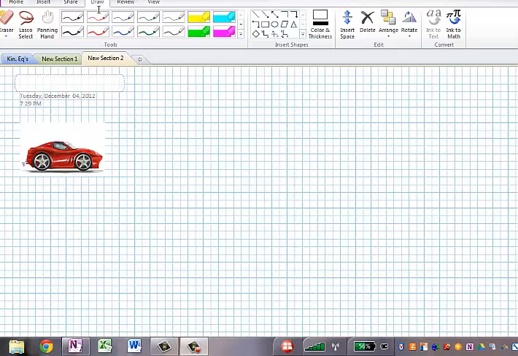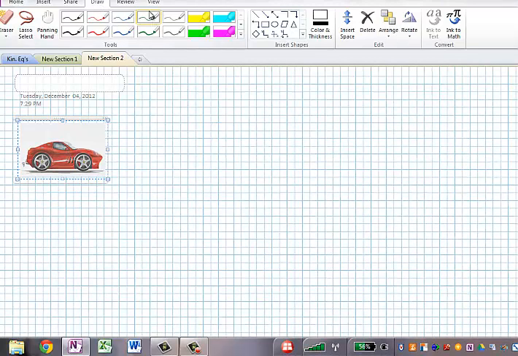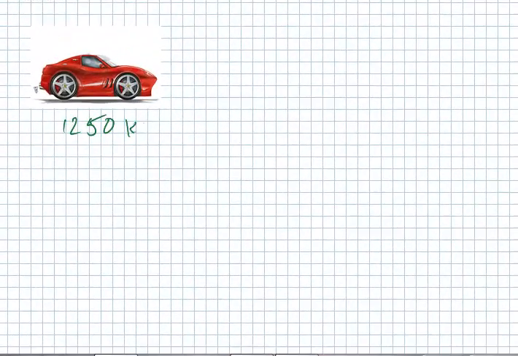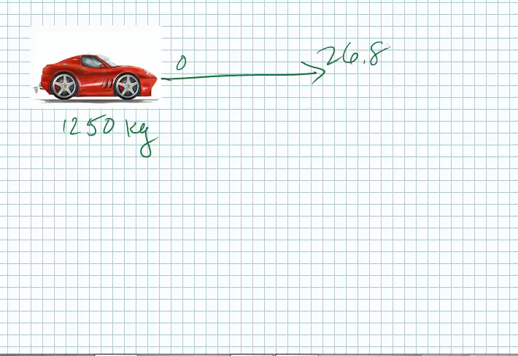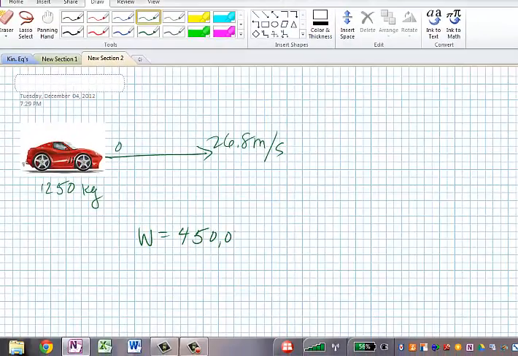Last time we left off talking about an example with a car that had a mass of 1,250 kilograms, accelerated from 0 meters per second up to 60 miles an hour, so it's 26.8 meters per second. And we determined that the work involved with that was in the neighborhood of 450,000 joules.